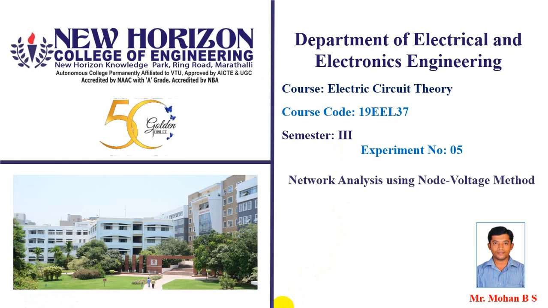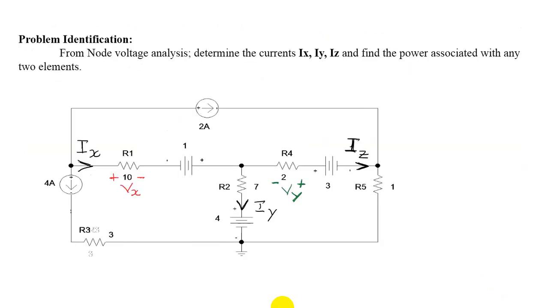Let us solve the continuation of the experiment, node voltage analysis. We have two problems under this, with respect to dependent source and only independent source. Earlier we solved 5.1 with both independent and dependent sources. Now 5.2, only independent source.